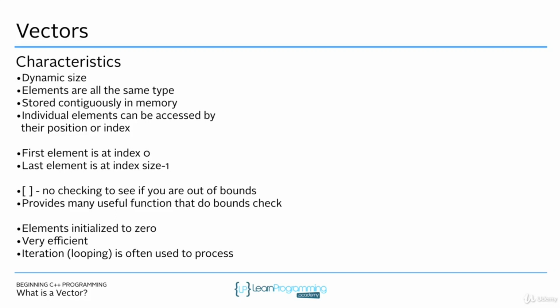If you use the subscript operator, that's the square brackets, to access vector elements, then vectors will provide no bounds checking. This provides the same behavior as arrays. However, vectors provide a rich set of functions that do provide bounds checking. As a programmer, you can decide what you need to use. Unlike arrays, when you declare a vector, the vector elements will automatically be initialized to 0 unless you specify otherwise. So if you declare a vector of 10 integers, these integers will be initialized to 0. They won't contain garbage. Vectors are very efficient. And finally, we commonly use iteration or looping to process vectors just like we do in arrays.